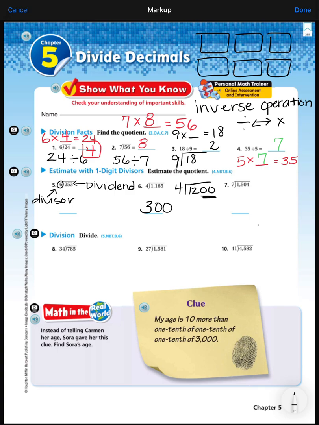Okay, let's look at number 7. This one's a little bit different. We want to find a number that's compatible, that's easy to do mentally in our head. So what if I used 1,407? Well, I know that there are 2 groups of 7 in 14, and then I have to add the 2 zeros. So 200 is a pretty good estimate.